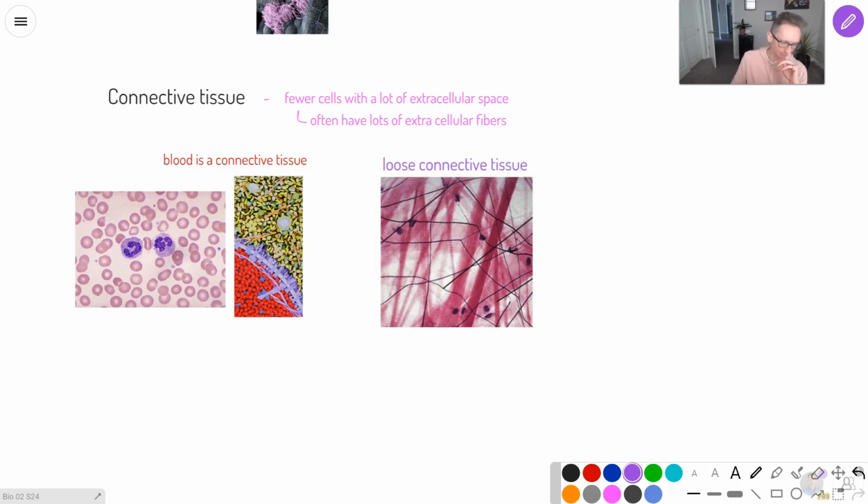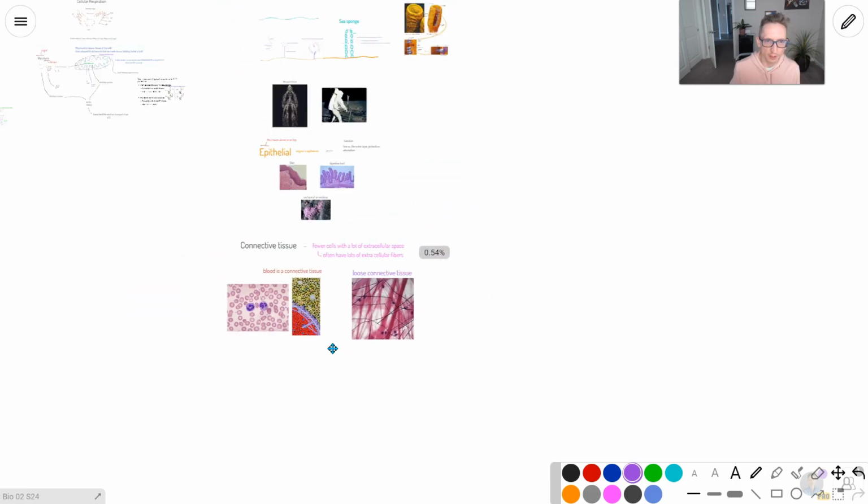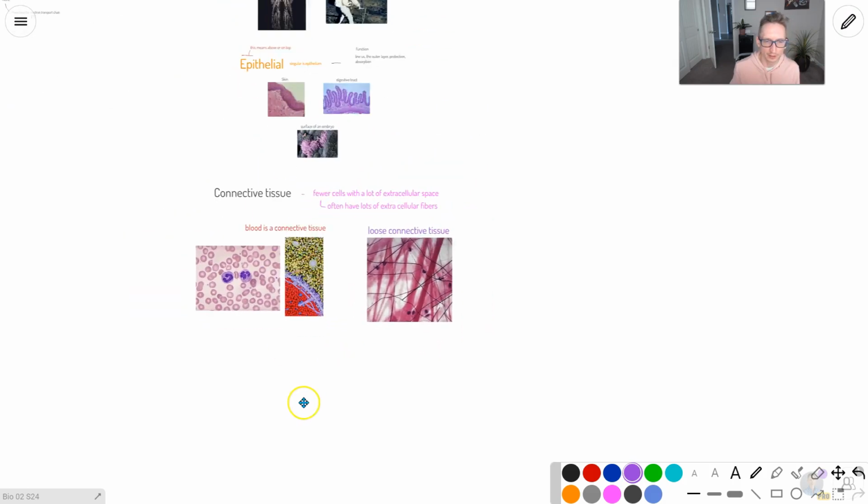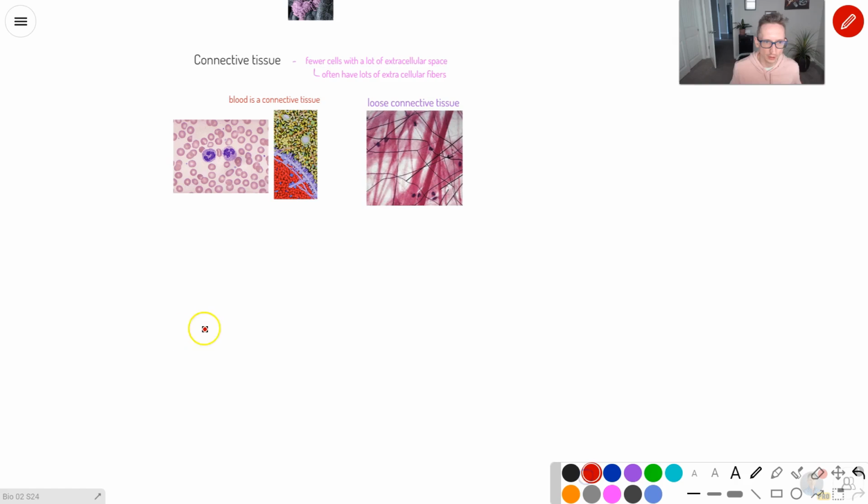Dense, fibrous, adipose, bone is a connective tissue. All right. The next one that we're going to talk about, after epithelial and connective, is the muscle tissue.